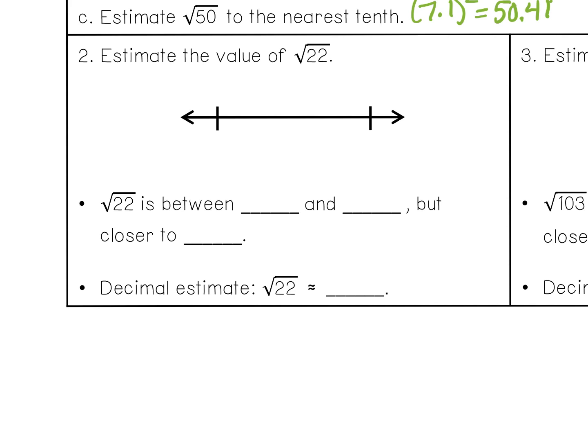Let's look at a couple more examples to make sure I've got this down pat. Estimate the value of the square root of 22. So the first thing I need to do is find out where 22 fits on my perfect square number line. I know that 4 times 4 is 16, and 5 times 5 is 25. So those are the perfect squares it's going to be between, which means the whole numbers will be 4 and 5.